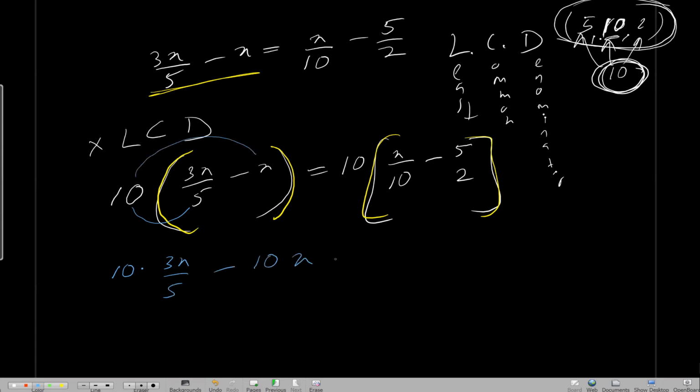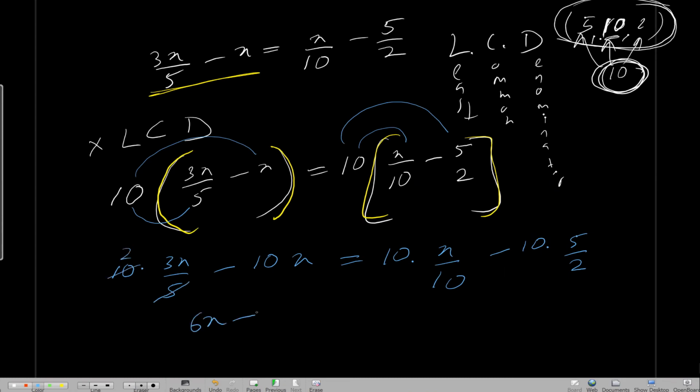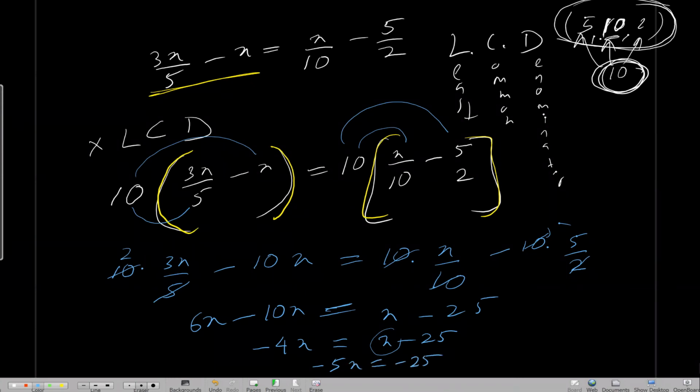this guy to this guy, minus 10x, this and this, minus 10 into 5 over 2. Now do the simplifications. 5 times 2, so 6x, minus 10x, 10 will cancel, so x, well, 2 times 5, so 25. Now you can take all the x's to one side. Negative 4x, x minus 25. I will take this x to left hand side, so it will become negative, so negative 4x and one more negative x, I get negative 5x equal negative 25, and I'm almost done.